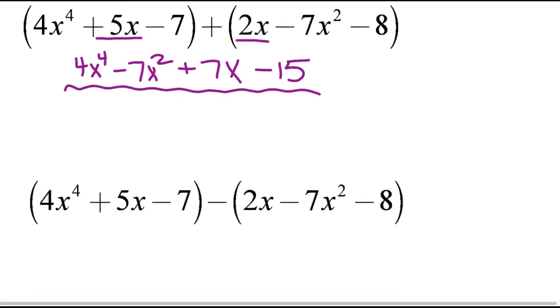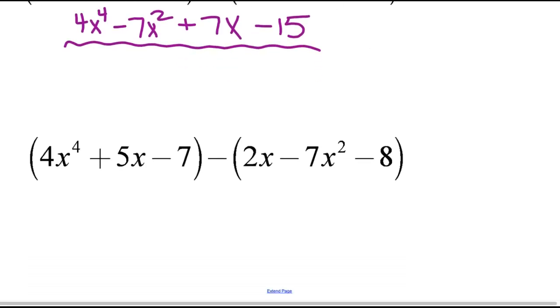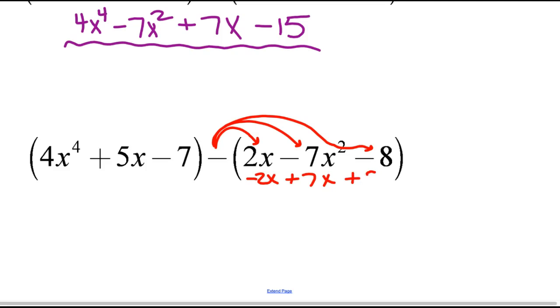If you have subtraction like this, you really have to be careful not to forget to distribute that negative. So that negative goes all the way to all those terms. So really this is a minus 2x plus 7x plus 8. Combine like terms and put it all together.